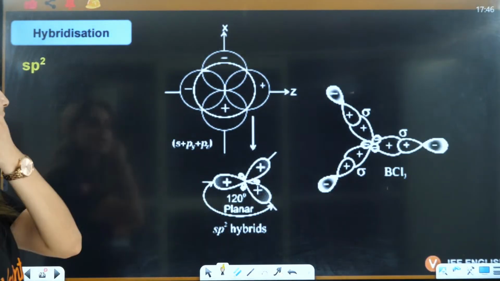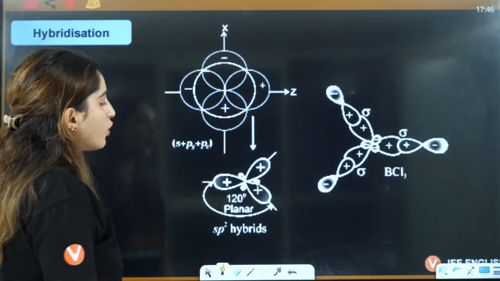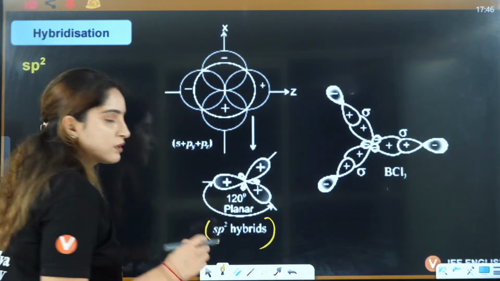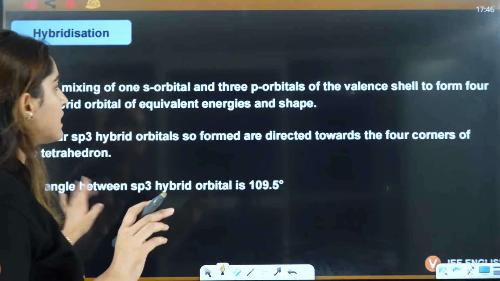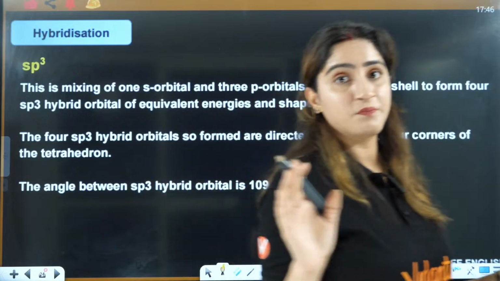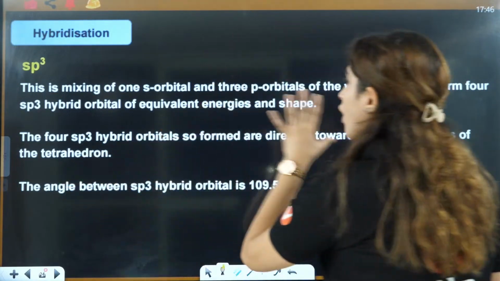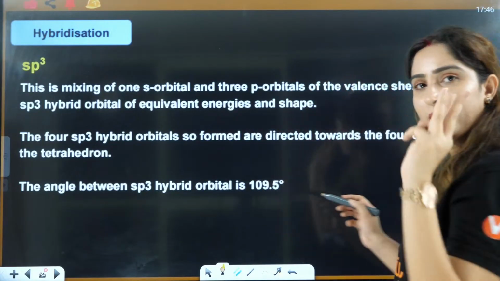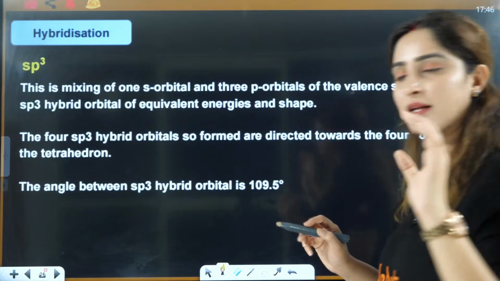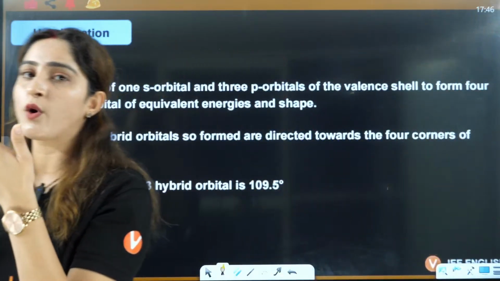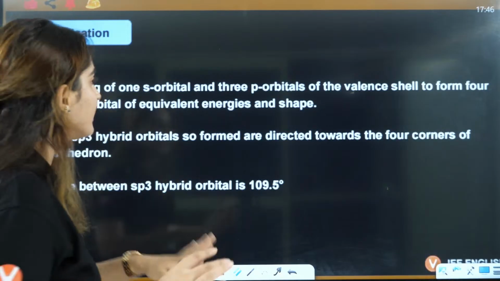Okay, right? So these sp2 orbitals are going to give you trigonal planar geometry. Now let's talk about sp3. In sp3, what you will have? This is a mixing of one s orbital with 3 p orbitals of the valence shell to form 4 sp3 orbitals. Now just understand what is sp, what is sp2, what is sp3. After that I'll tell you more things.